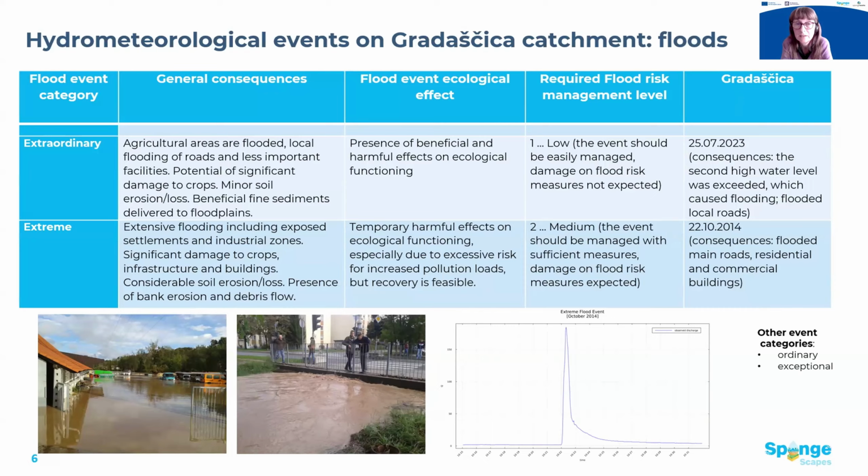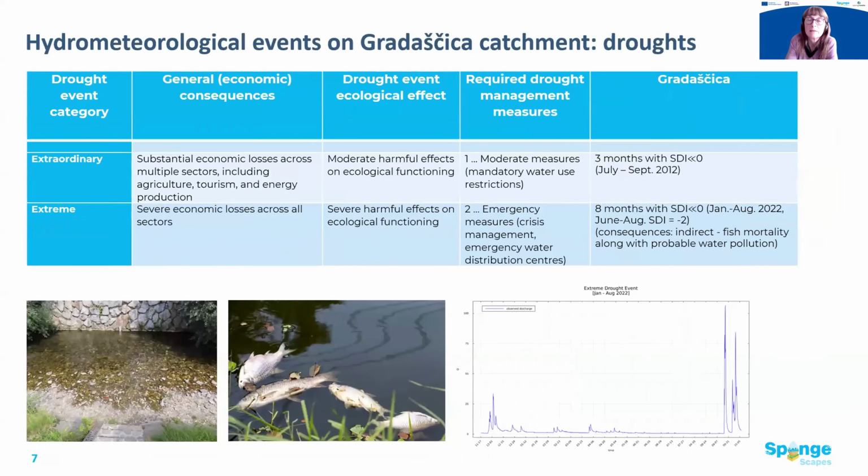But on the other hand, we have also exceptional events, and this one has very severe impact, which can be managed only by early warning and evacuation. So actually it is not possible to find a measure that would catch such an exceptional event. The situation is quite similar when talking about droughts.